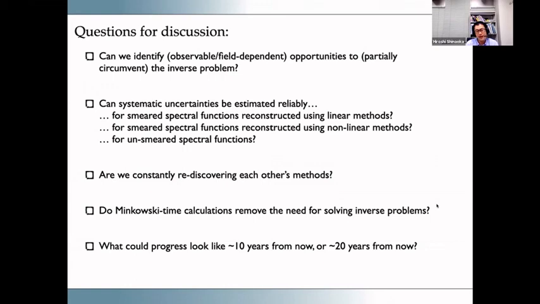But if I understand correctly, it's Ito-san's talk. So smearing introduced some errors or systematic errors near tau equals 0 and beta, right? Is it correct? So you throw away some data near tau equals 0 and beta.